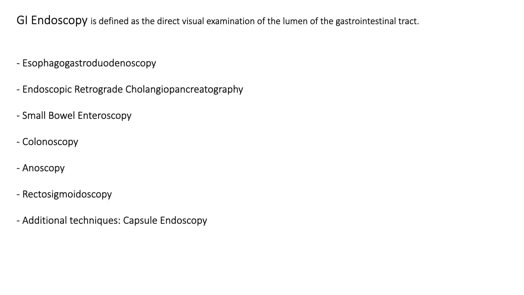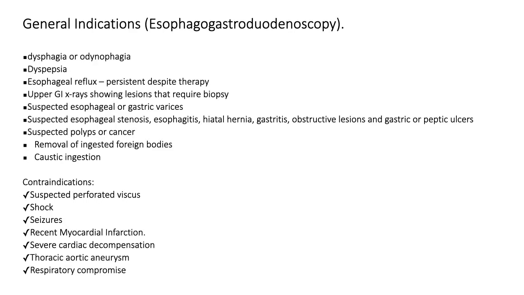Now, what is important for us in this case is the GI endoscopy, in specific the esophago-gastro-duodenoscopy, which is the more common one, even used for emergencies. So you can see first the indications for the esophagogastroduodenoscopy, and then the contraindications. You have to know the indications and contraindications very clearly. Then you have to put it in your brain.